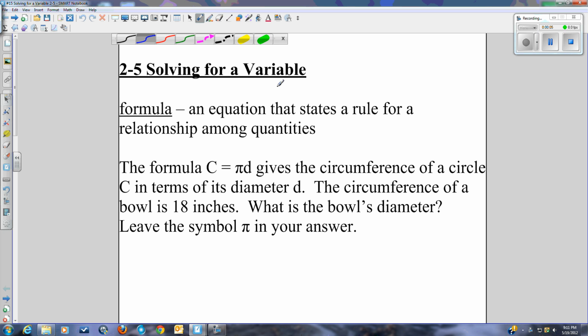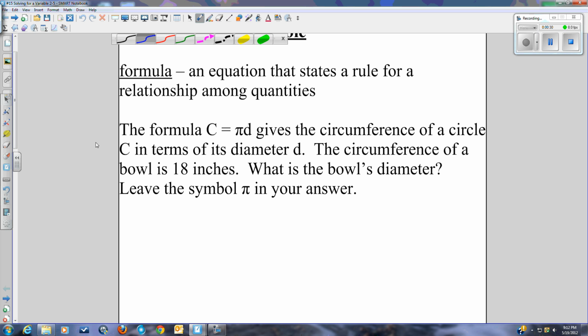Today we're going to talk about how to solve for a variable. A formula is an equation that states a rule for a relationship among quantities. So for instance, if you see the formula circumference equals pi times diameter, or in other words, C equals pi times D. This is for the circumference of a circle, C, in terms of its diameter, D.